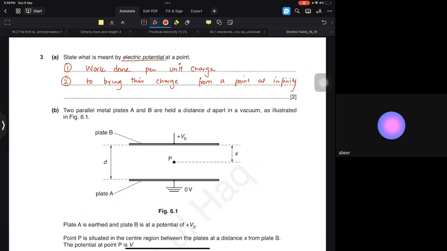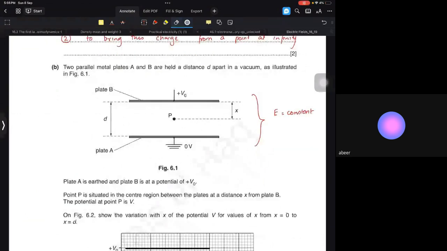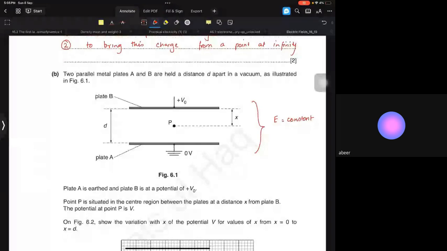Now, this is a parallel plate system. In a parallel plate system, you need to understand that electric field strength is constant. And keeping that concept in mind, I'm going to go forward. The distance between the plates is d, and the potential difference across the plates is V naught minus 0, which means V naught.